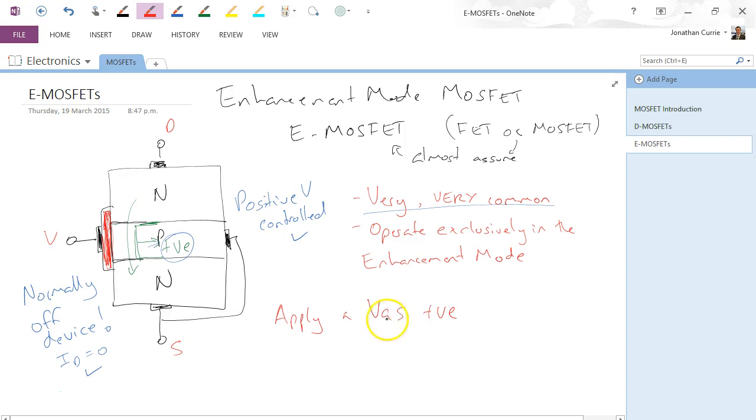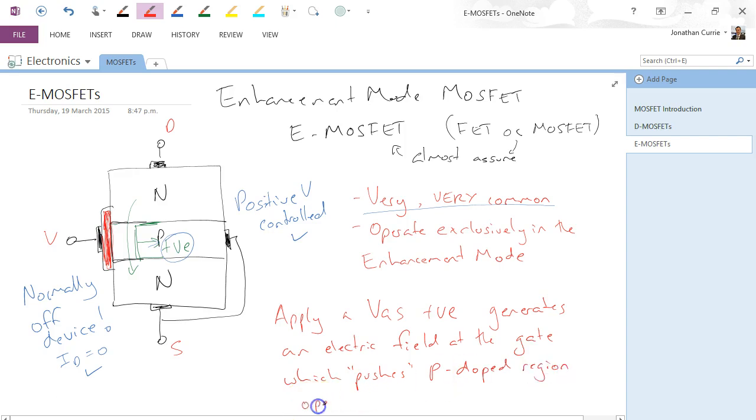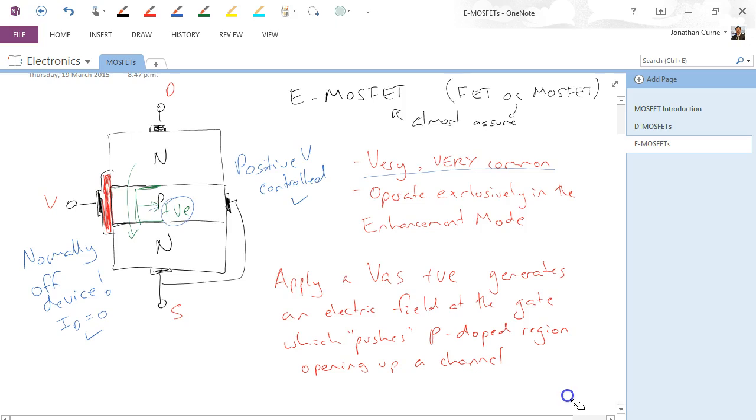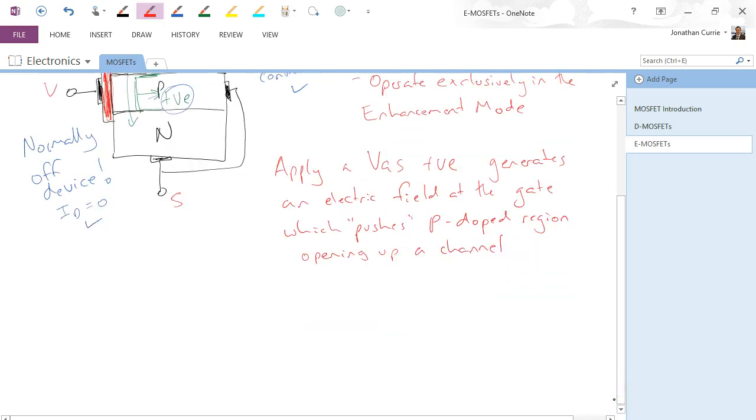So we apply a positive VGS, which generates an electric field at the gate, which pushes, in inverted commas, the p-doped region, opening up our channel. An N-channel, hence being called an N-channel device, for this particular example. So that's basically how the enhancement mode one works.